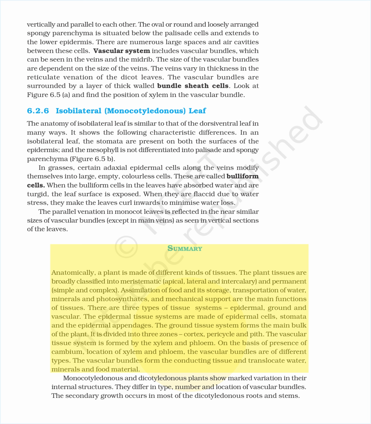It is divided into three zones: cortex, pericycle, and pith. The vascular tissue system is formed by the xylem and phloem. On the basis of presence of cambium, location of xylem and phloem, the vascular bundles are of different types. The vascular bundles form the conducting tissue and translocate water, minerals, and food material. Monocotyledonous and dicotyledonous plants show marked variation in their internal structures. They differ in type, number, and location of vascular bundles. The secondary growth occurs in most of the dicotyledonous roots and stems.